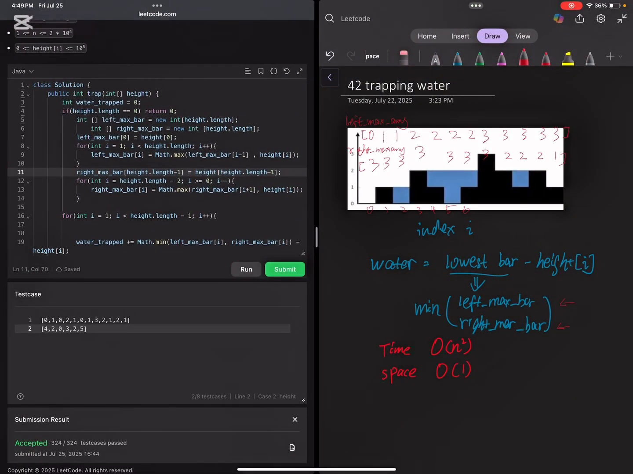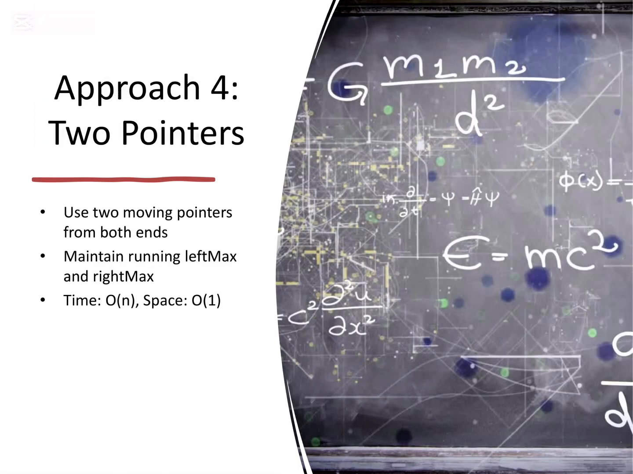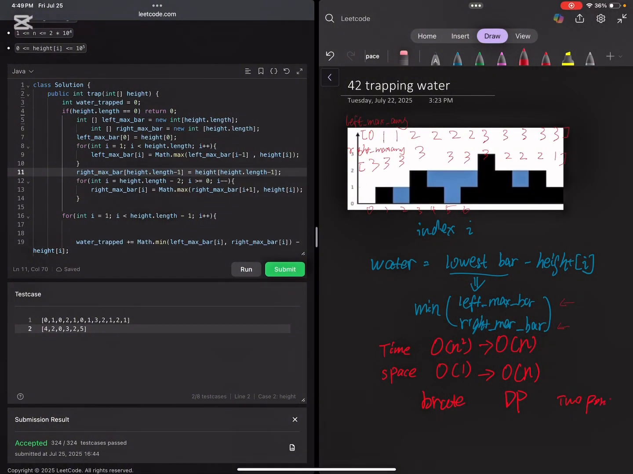So far, we have talked about the brute force, which takes O(n squared) time and O(1) space. We have talked about dynamic programming, which takes O(n) time with O(n) space. Now, the interviewer may ask, can you further optimize? Yes, sure. We can use two pointers. And the space is just going to be O(1) and time is O(n).